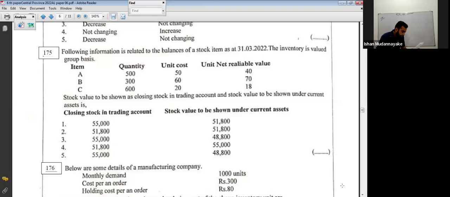Right. Inventory is valued group basis. Item ABC, quantity, unit price, unit net realizable value. Stock value to be shown as closing stock in the trading account, and stock value to be shown under the current assets.